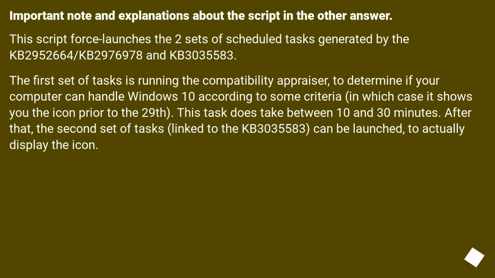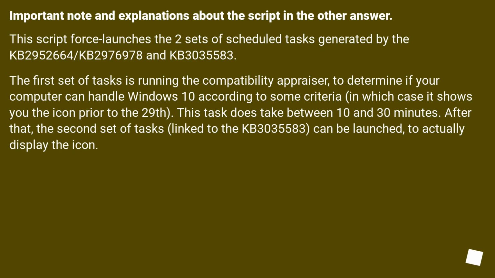Important note and explanations about the script in the other answer. This script force launches the 2 sets of scheduled tasks generated by the KB2952664/KB2976978 and KB3035583. The first set of tasks is running the Compatibility Appraiser, to determine if your computer can handle Windows 10 according to some criteria, in which case it shows you the icon prior to the 29th. This task does take between 10 and 30 minutes.